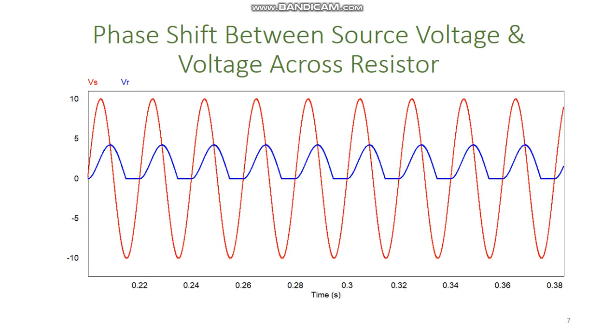So this is the phase shift that I was talking about, that will be between Vs and Vr due to the insertion of an additional inductance in our load. So you can see that there is a phase difference between this Vr and this Vs. Now the voltage waveform across the diode.